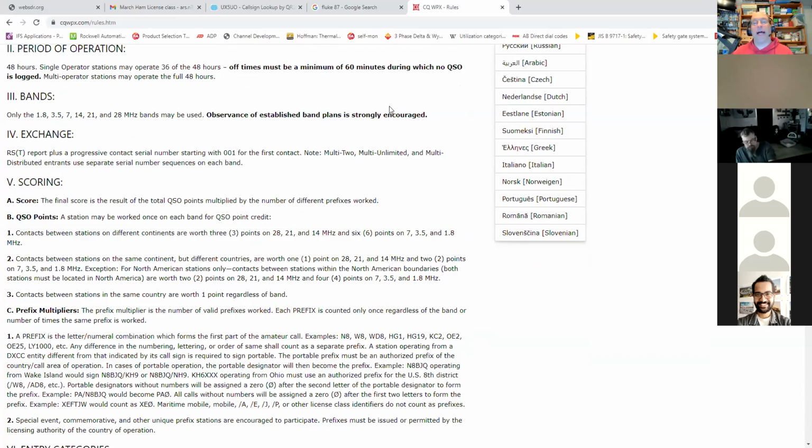So you can choose the class that you're operating in. You can choose the power level that you want to use. You can choose the size of the antennas you want to use, how much time you want to sit your butt in the seat, and it's a good chance to get a lot of practice. It's a good chance to become a better operator.